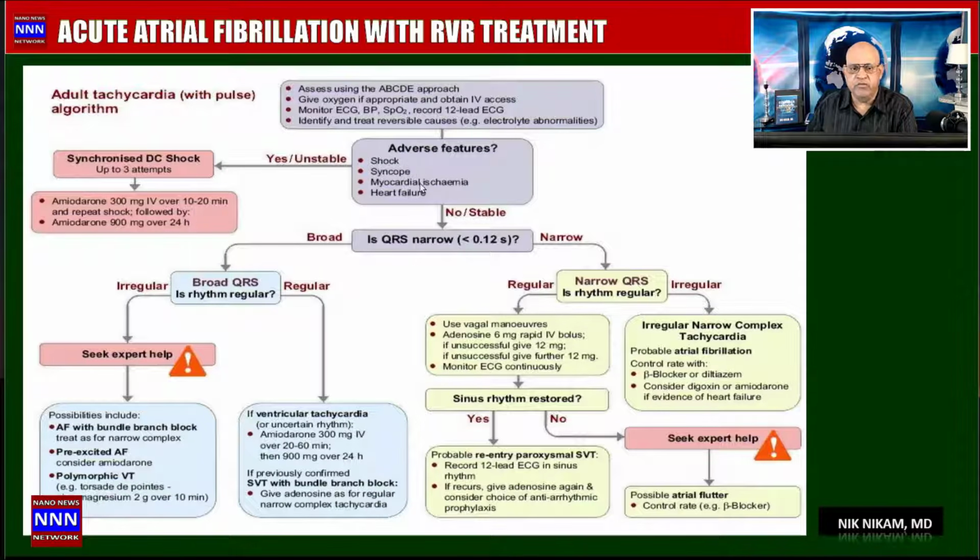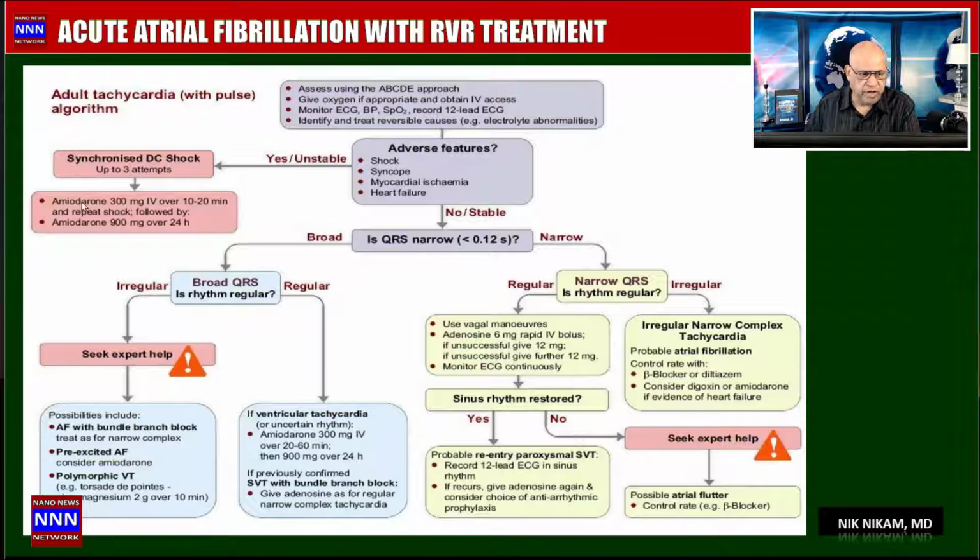Next question: is this patient in shock? Does the patient have a history of syncope? Does the patient have myocardial ischemia, which I just talked about? Is the patient in heart failure? If a patient has a rapid heart rate and the clinical condition is unstable, like the patient is having low blood pressure, low oxygen saturation, and significant shortness of breath, the treatment of choice is synchronized cardioversion, synchronized DC shock, before you arrive at a diagnosis.